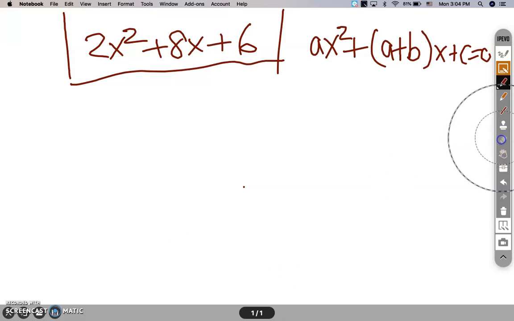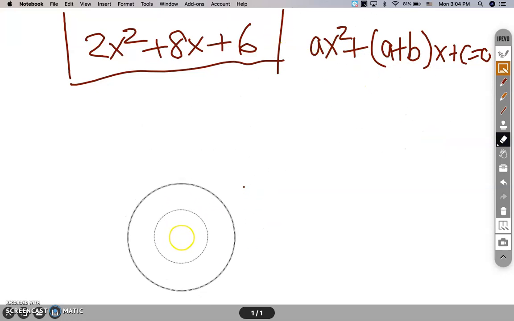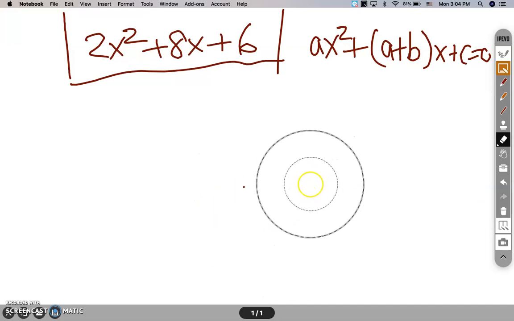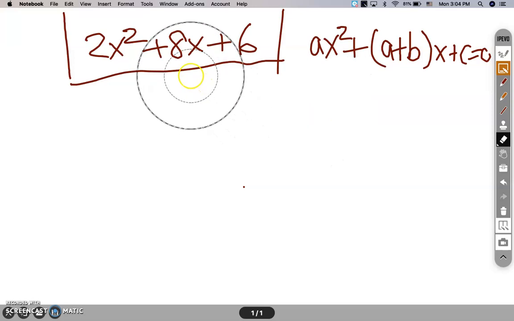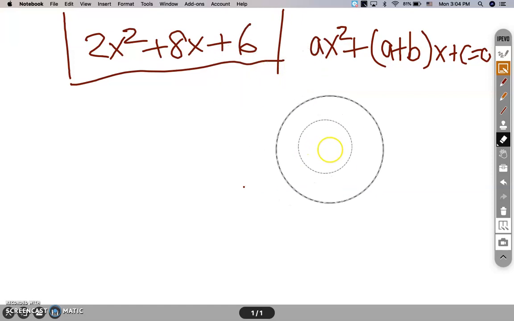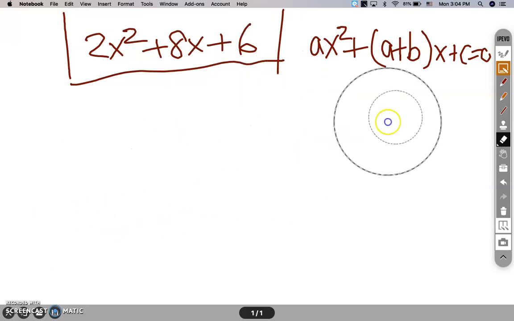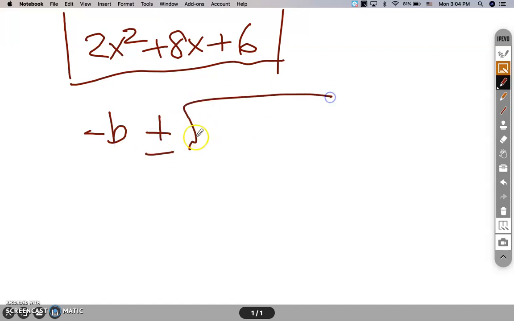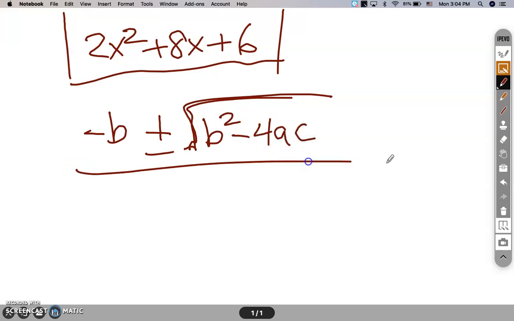Since we can't find the factors here, I'm going to use a different method. I did this purposefully, because you might be thinking that a plus b equals 8 and a times b equals 6, and we can't find any factors of that. So there's another method. We're going to use the quadratic formula, which states that x equals minus b plus or minus the square root of b squared minus 4ac, divided by 2a.